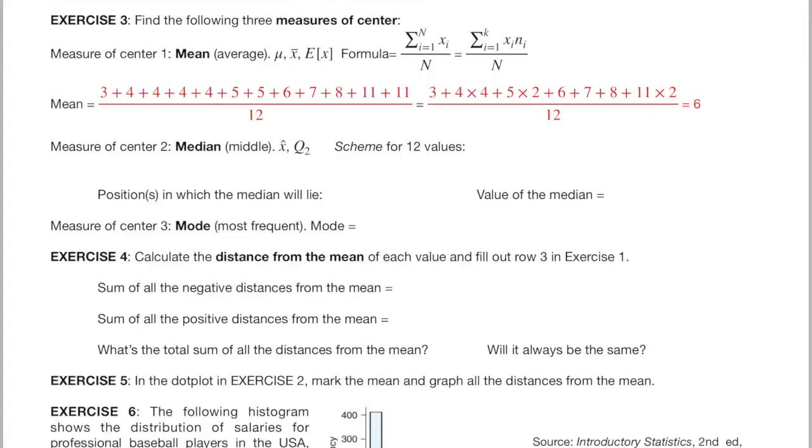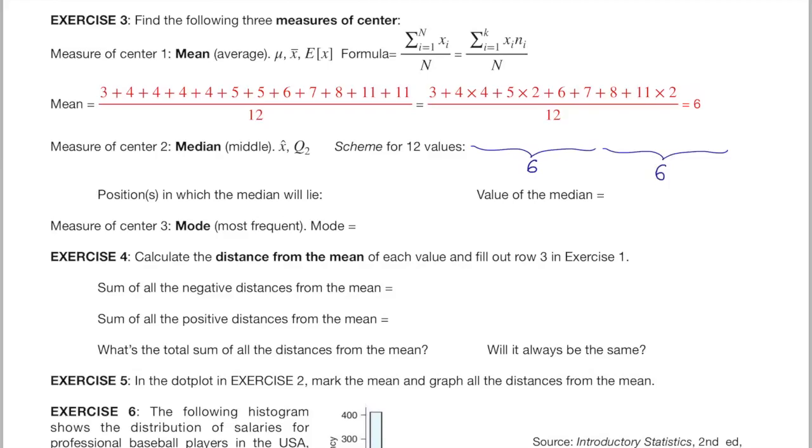The second measure of center is the median, also known as the middle. It is commonly denoted by x hat or Q2. There is no formula, there is a procedure which I explain with the help of what I call the scheme. If we have 12 values, how do we find the middle? We divide the 12 positions in 2 halves. The scheme will be 6 and 6.